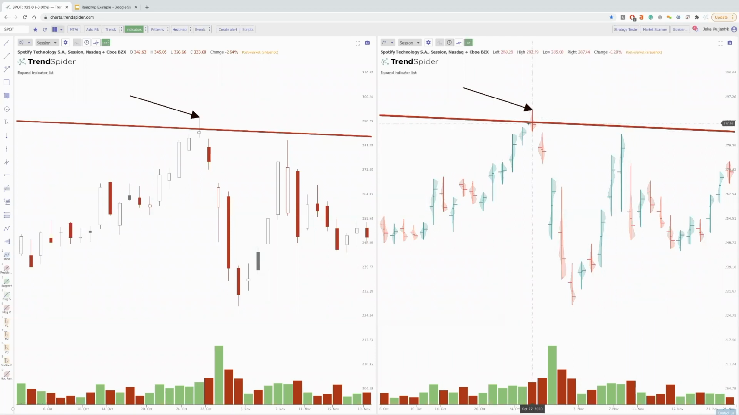So this is a great example of seeing, okay, technically we didn't break out, but we did break out intraday. Let's see if there's any volume supporting price up there. In this case, there wasn't, and we've got a nice pullback after that.